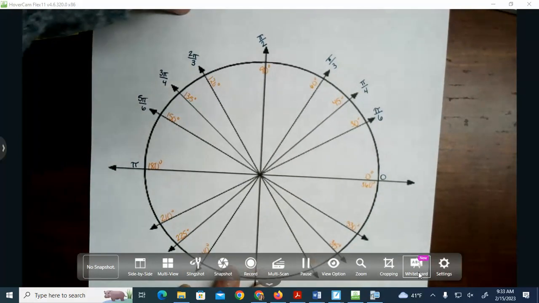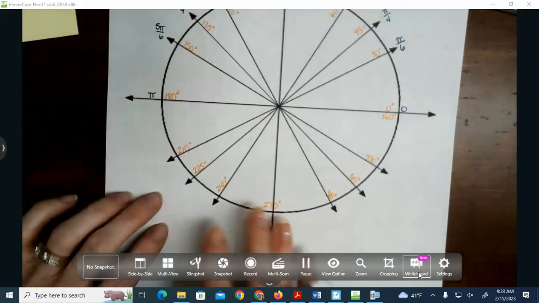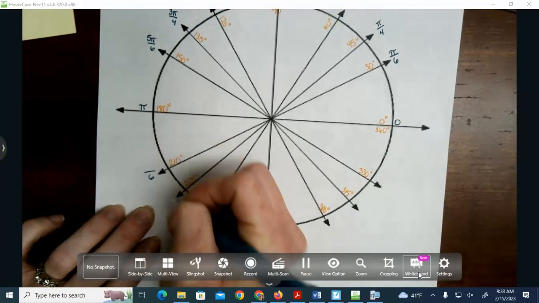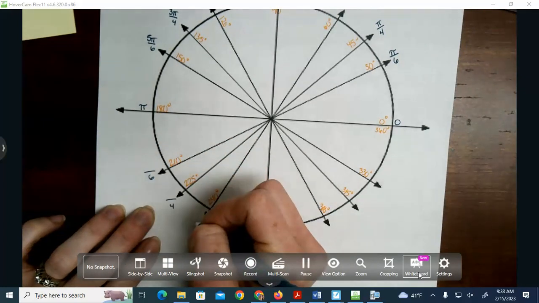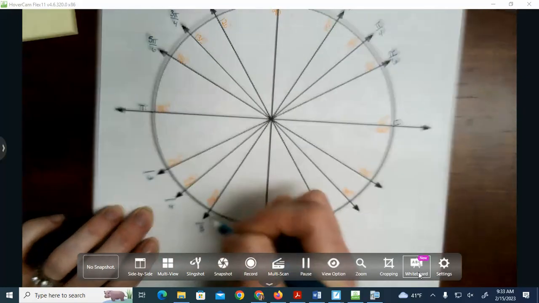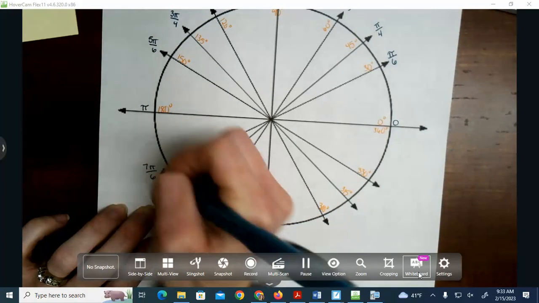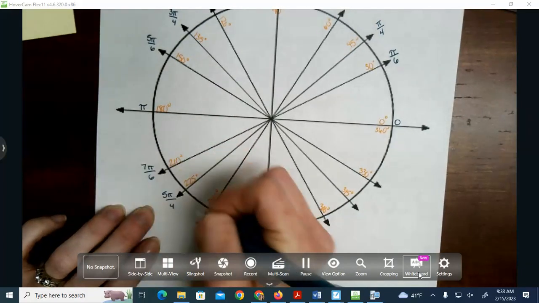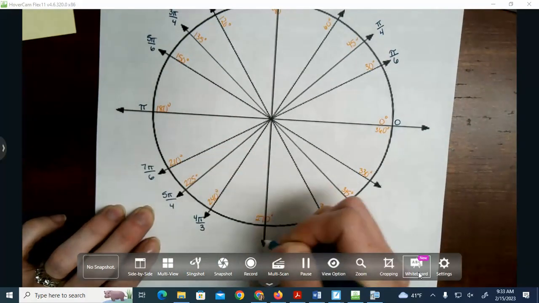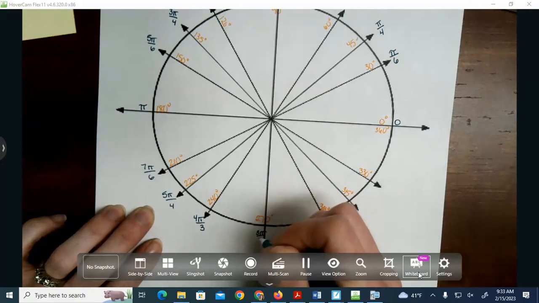What was the pattern in the third quadrant? Do you remember? 1 over. So my denominators are still 6, 4, 3. 1 higher, so 7 pi over 6. 5 pi over 4. 4 pi over 3. This would be 3 pi over 2.